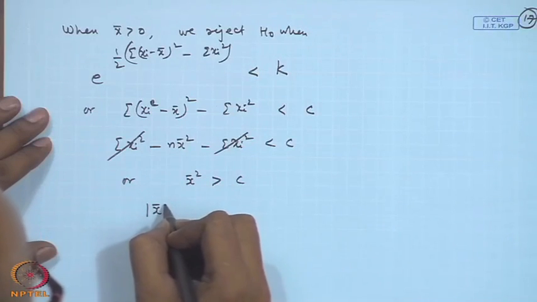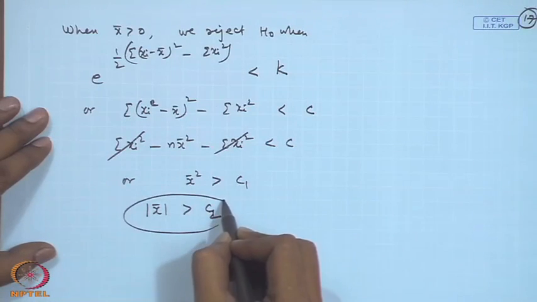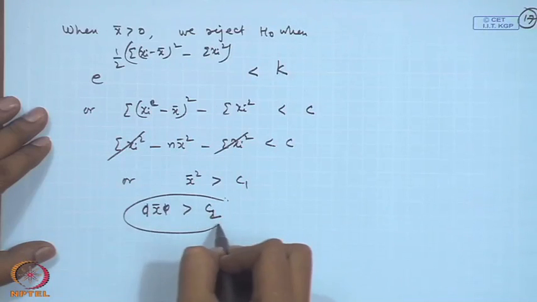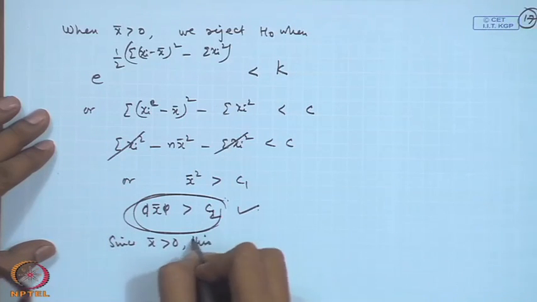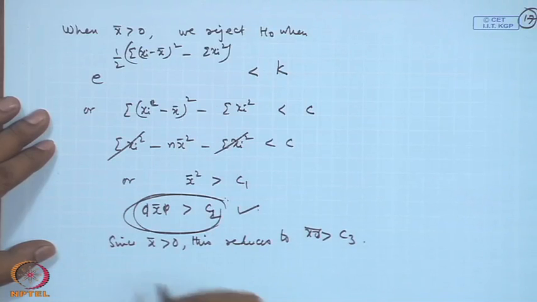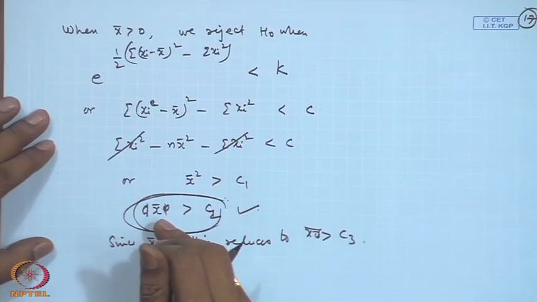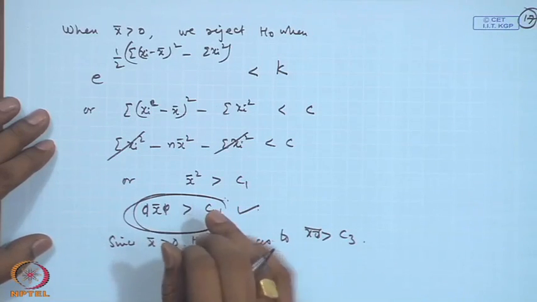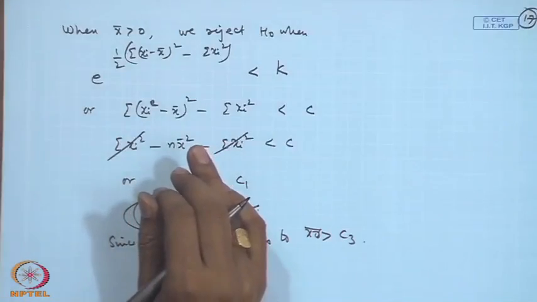Something like modulus x bar is greater than some c 1. Let us call it c 1, this is c 2 here. So, actually we can again see here, I am considering x bar greater than 0, this is equivalent to x bar greater than c 2. Okay. Since x bar is positive, this reduces to x bar greater than some c 3 kind of thing. Now, if you compare it with the Neyman-Pearson test, there it would have been root n x bar greater than z alpha. Now, here it is like this only in this particular portion, but when x bar is less than 0, we are always accepting h naught. So, that is the difference from the Neyman-Pearson test.